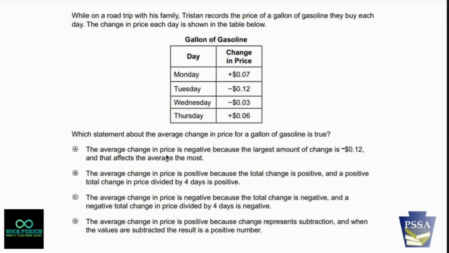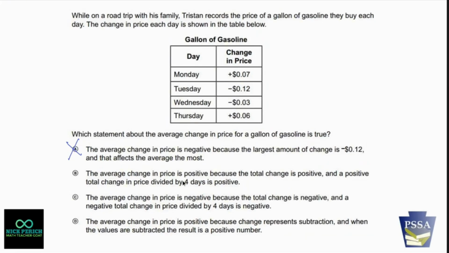The average change in price is negative because the largest amount of change is negative 12 cents, and that affects the average the most. Well, that's actually not true. Just because the largest value is a negative value doesn't mean it's going to stay negative. If I have negative 12 cents and then a bunch of positive 5 cents, it's going to become positive. That has nothing to do with it. So let's just cross that out right away.